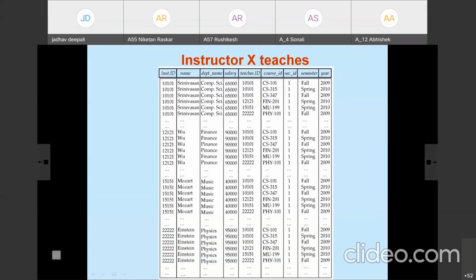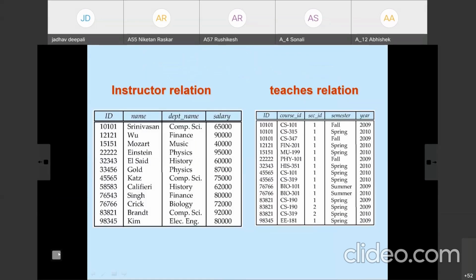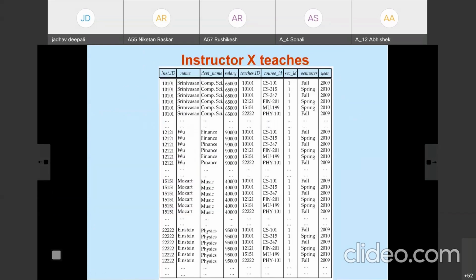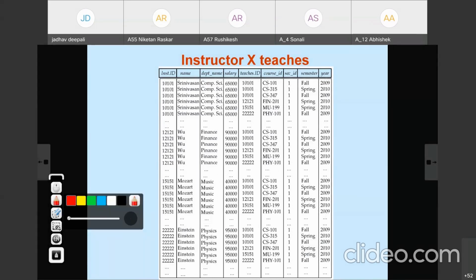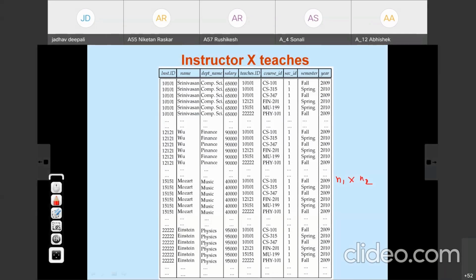Instructor.id and teachers.id. Now, if in the first relation there are n1 number of tuples in the instructor relation and in the teachers relation there are n2 number of tuples, then in the resulting relation how many tuples are there? These are n1 into n2. Why? Because this attaches every tuple of the instructor with every other tuple of the teachers.